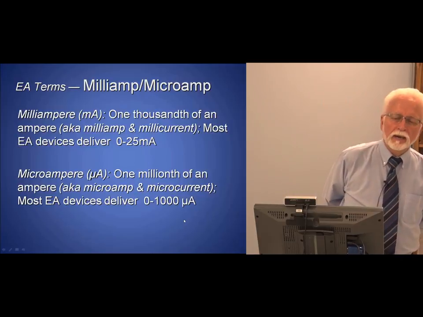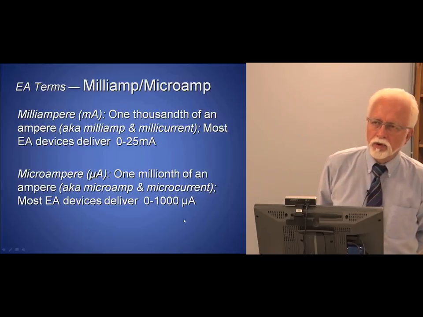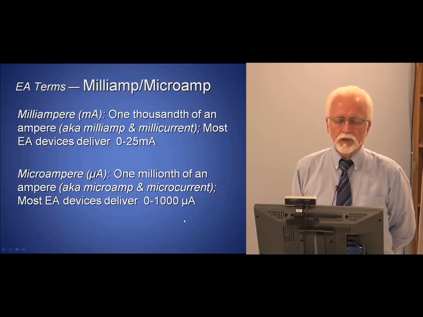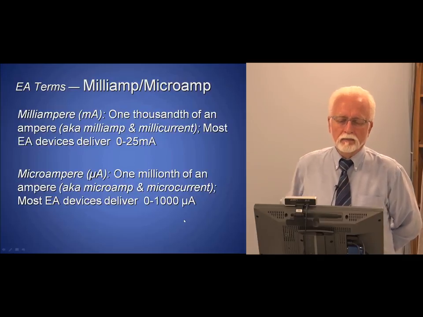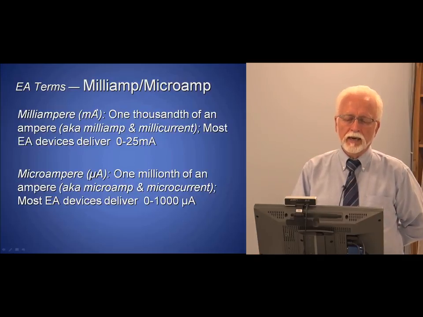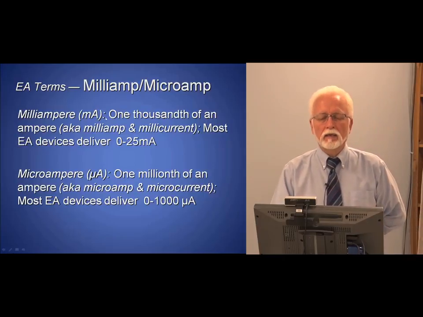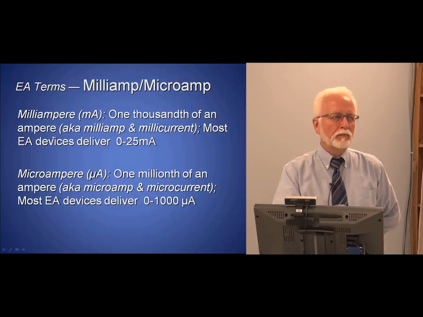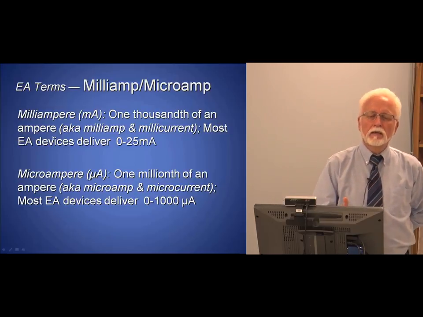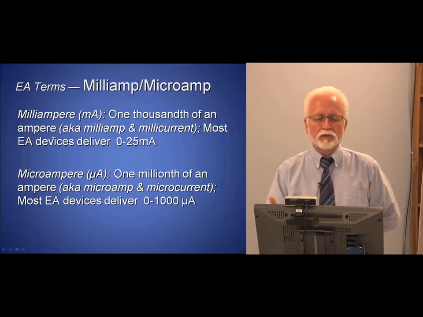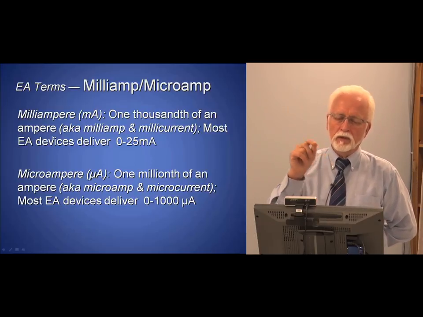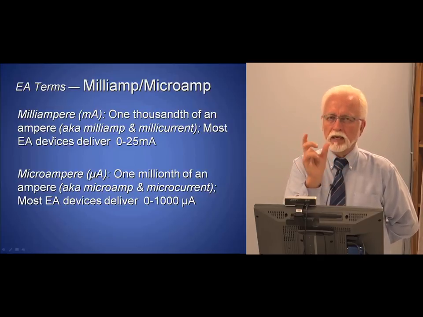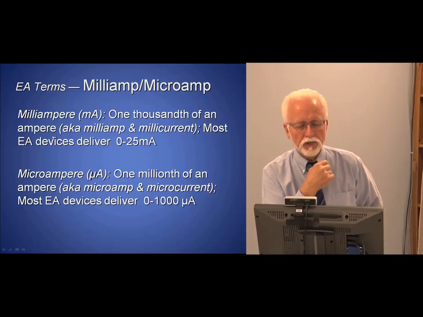So milliamp and microamp, these are the two terms that are really important to understand the differences. People get these mixed up all the time. So milliampere, and the symbol here is a small m with a capital A, milliamp. This is 1,000th of an amp. So sometimes we call it milliamp, sometimes we call it millicurrent, same thing. Most electroacupuncture devices are going to deliver between 0 and 25 milliamps. That's kind of their range. That's about as much as you can get out of them, is about 25 milliamps.